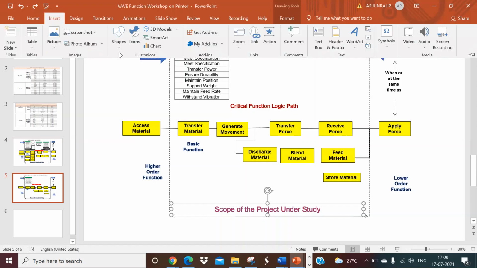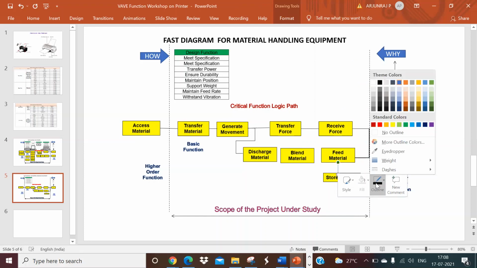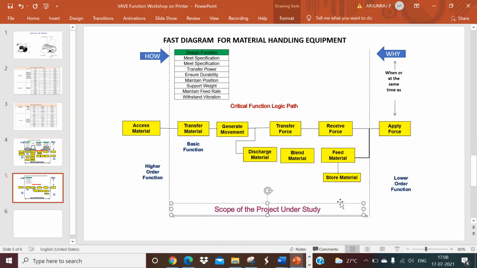There is the storage of material. From storage, we are feeding the material. So when we are feeding the material, we are also storing, right? This is the when function. Storing, then feeding. Otherwise, we can apply force to store material, then feed material. Even that is okay. So I will move it, which means I need to move it in such a way.